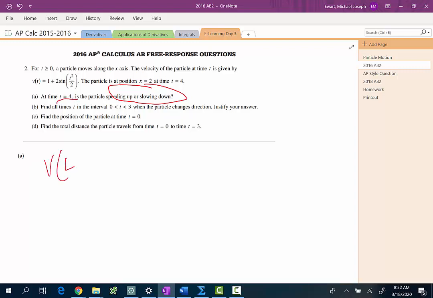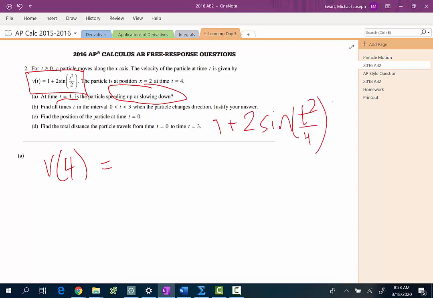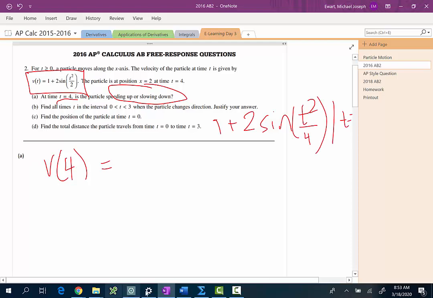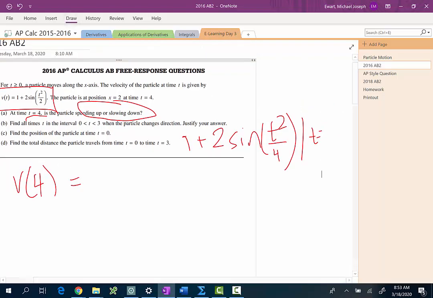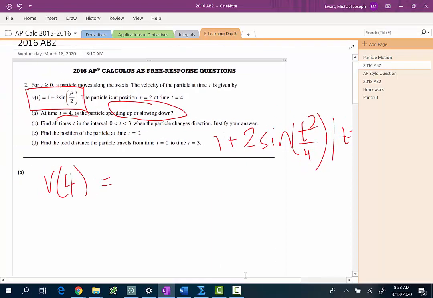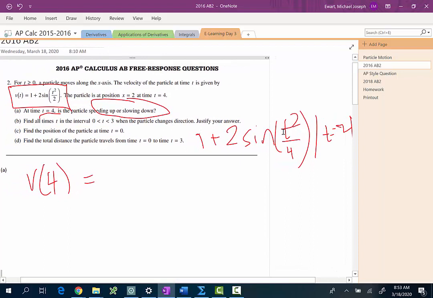So we need to check v of 4, which you're just going to type into your calculator, right? We have this equation. You'll just type it in your calculator, I don't have my calculator to pull up, but you could either do 1 plus 2 sine of t squared over 4 at time equals 4. Right, that's one way to write this. Another thing that you can do is graph this. I like to put them in the graphs just to make it easier. You graph this and then use trace and click 4. Or you can just type it in and change the t's to 4s.